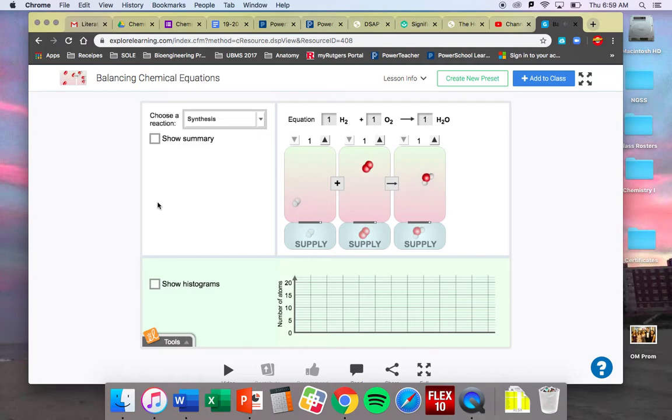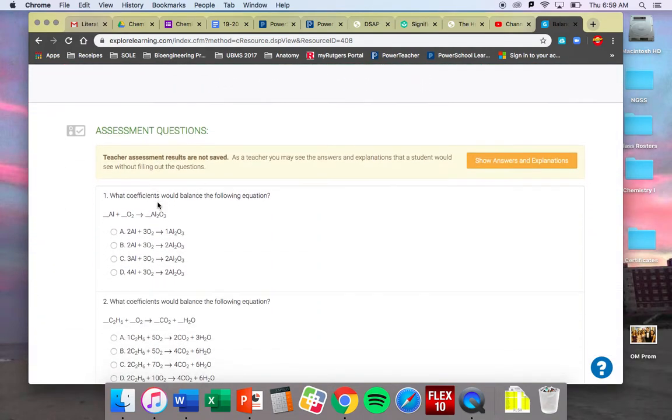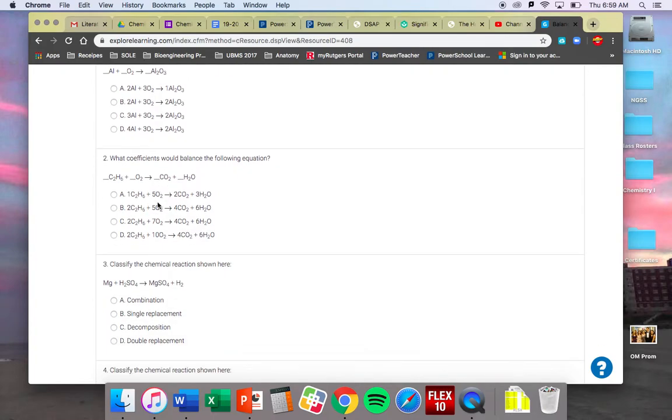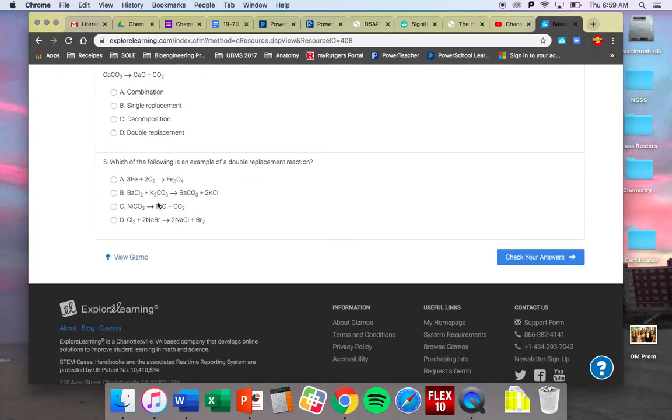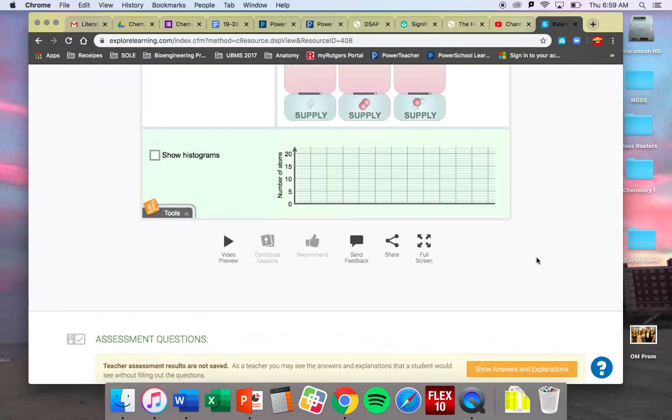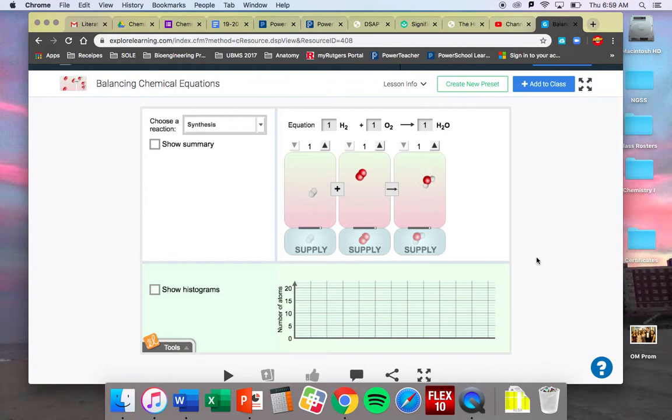Once you get some good practice and you're feeling confident, you're going to answer the assessment questions at the bottom of the page. Okay, you'll be able to check your answers once you answer those questions, and I will be able to see how you respond to those questions, so I can see how you are understanding this concept of balancing chemical equations. So let's walk through this first one.